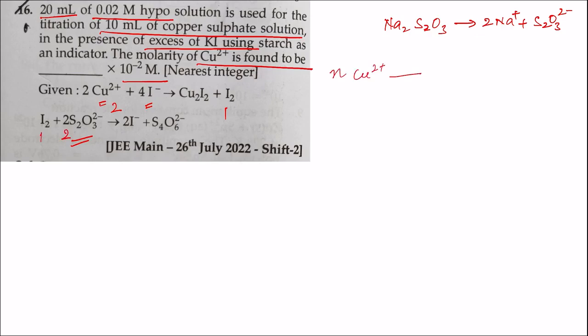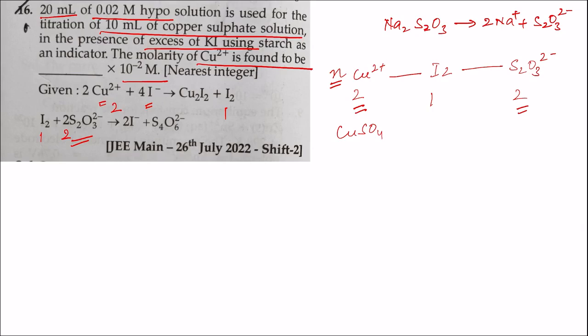Therefore, it can be written 2 moles of Cu2 plus ions give 1 mole of iodine, and this 1 mole of iodine reacts with 2 moles of hypo solution. So it can be seen that moles of hypo is same as moles of Cu2 plus ions. This n denotes the number of moles. So it can be written that moles of copper sulfate is equal to, now this Cu2 plus ion is coming from copper sulfate, so moles of copper sulfate is equal to moles of hypo.